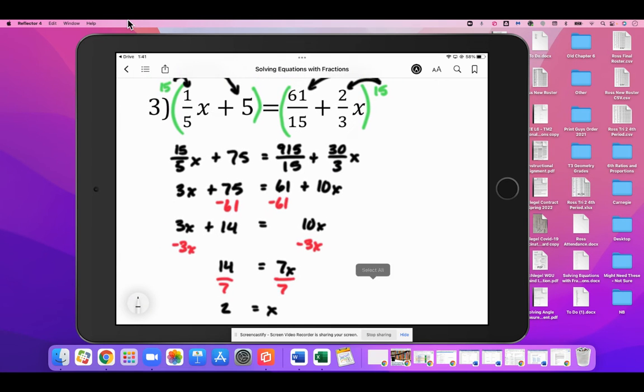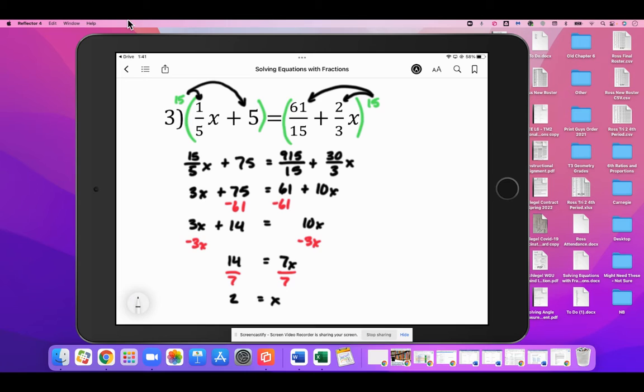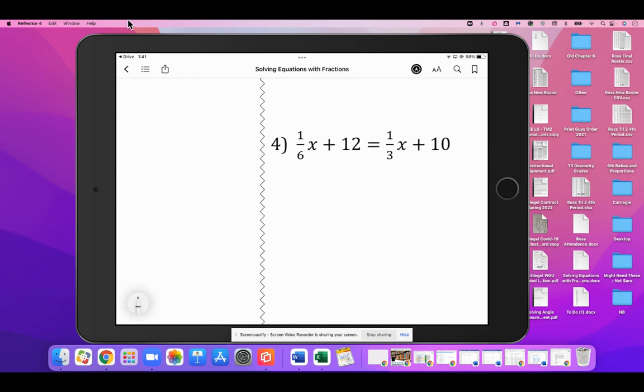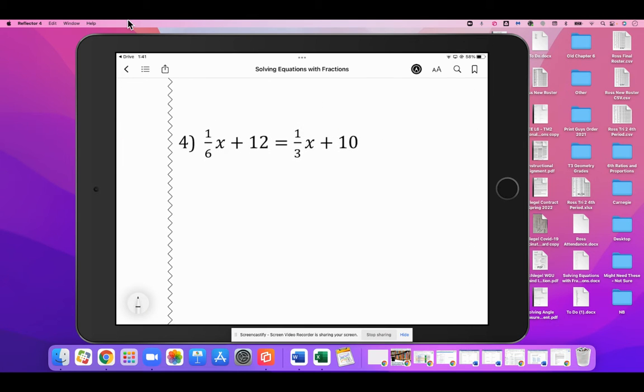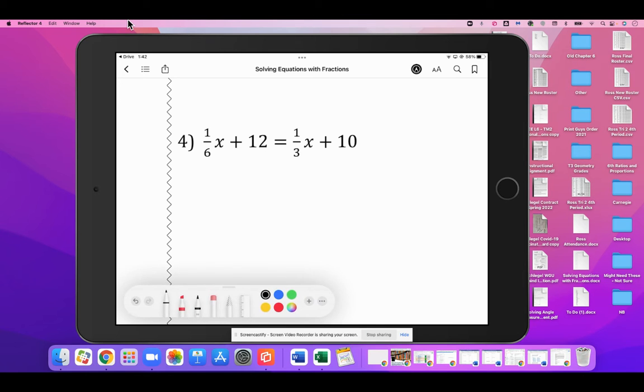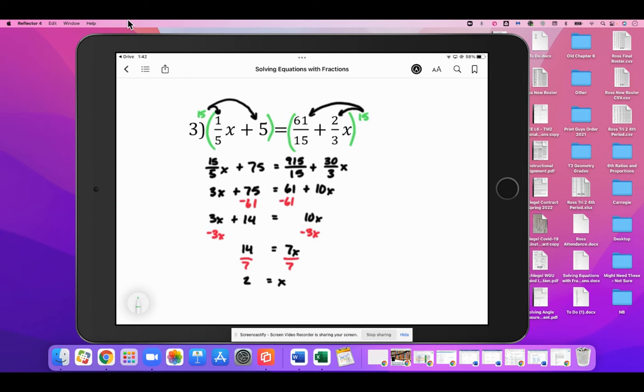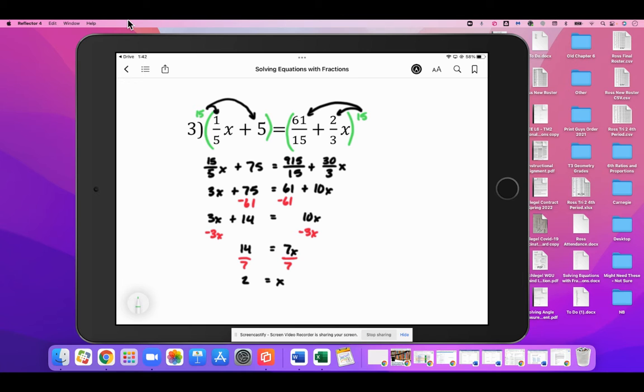So again, the only new learning between yesterday and today is that we can have equations that have fractions in them. And the way that we handle that is we multiply both sides by a common denominator, or by a multiple that all of the denominators go into evenly. In this case, we chose 15. Again, you could have chosen 30 or any other number that all three of those numbers go into. For number 4, I'll say pause if you need to pause so you can take notes and such, and I'm moving on.